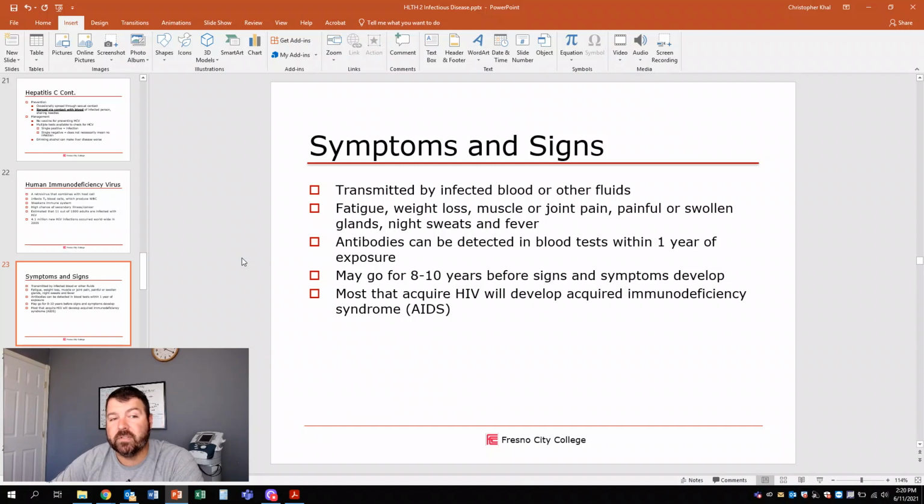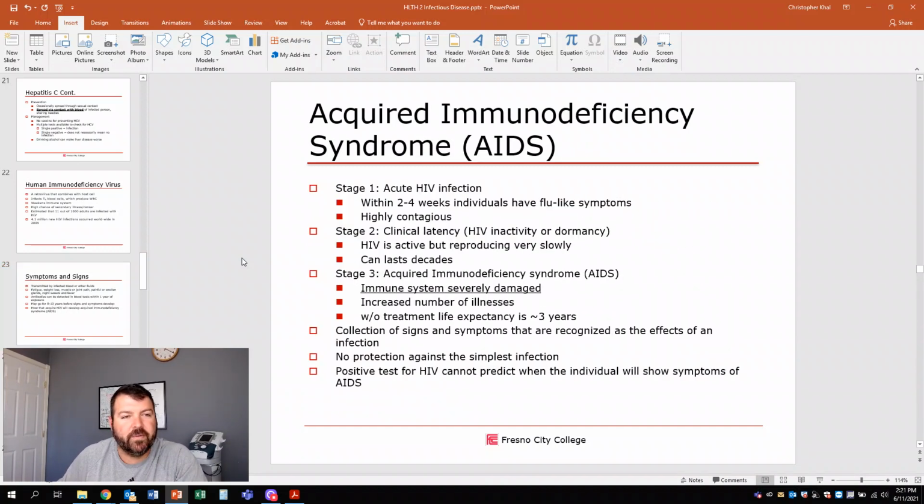Okay, so signs and symptoms. Okay, transmitted by infected blood or other fluids, mainly blood. Fatigue, weight loss, muscle or joint pain, painful or swollen glands, night sweats, fever. Antibodies can be detected in blood tests within 1 year of exposure. May go for 8 to 10 years before signs and symptoms develop. Most that acquire HIV will develop acquired immunodeficiency syndrome, so AIDS. Okay, so HIV and AIDS are the same thing. AIDS is just the last step, as we'll get to right now.